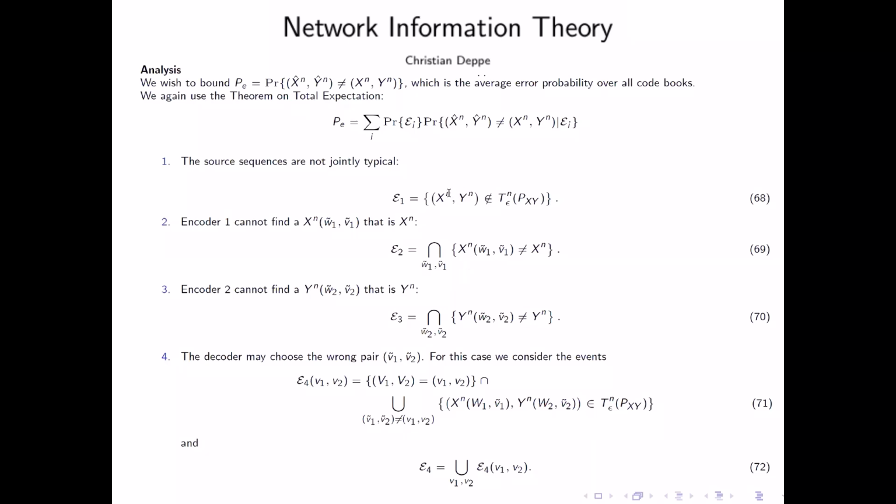Okay, we showed that the probability of event 1 goes to 0. That means the sequence emitted by the source is not jointly typical, xn and yn. We already showed that the event 2, that the encoder 2 doesn't find a sequence xn of w(v1) that is equal to xn of the first sequence which is emitted by the source. We estimate this already. The same estimation works for yn, so for encoder 2. It's exactly the same. Let's look what we have.